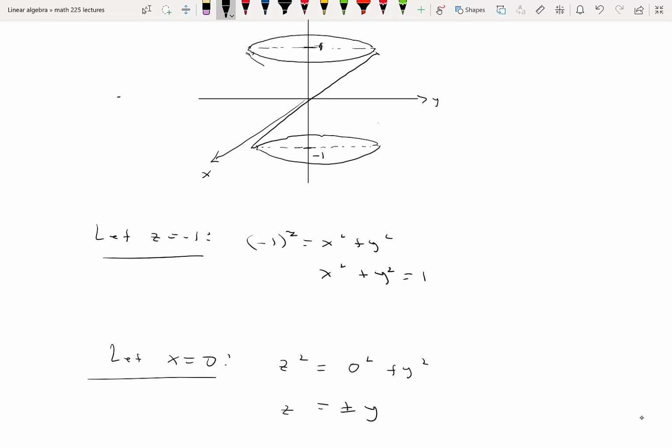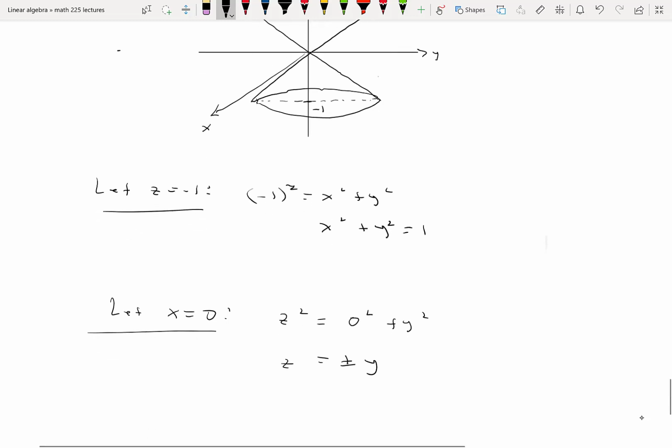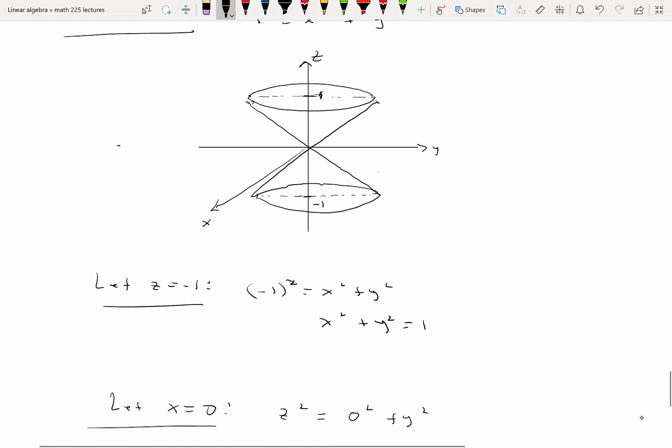Z equals -y. Now what do you see? Might be able to fix it up even more if I put some dotted... oops, I still have it on an eraser. That's why it's erasing. Let's put some dotted lines where we can't see from our perspective.